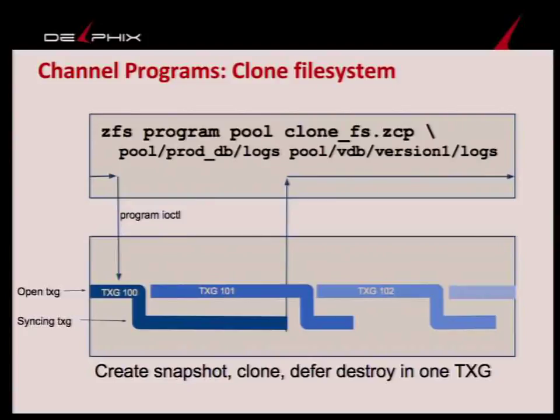So if we look back at this diagram, this is how this might look if you ran it from the command line. We're actually running it using libzfs core interfaces. But you could run it from the command line, give it the script file, and then the inputs that will go to the script, which in this case happen to be the name of the file system that we're cloning, and the name of the clone that we want to create. So here it's just one ioctl down to the kernel. We have to wait for one syncing txg, and then we're done. The whole program is evaluated in this tiny little part of the time.